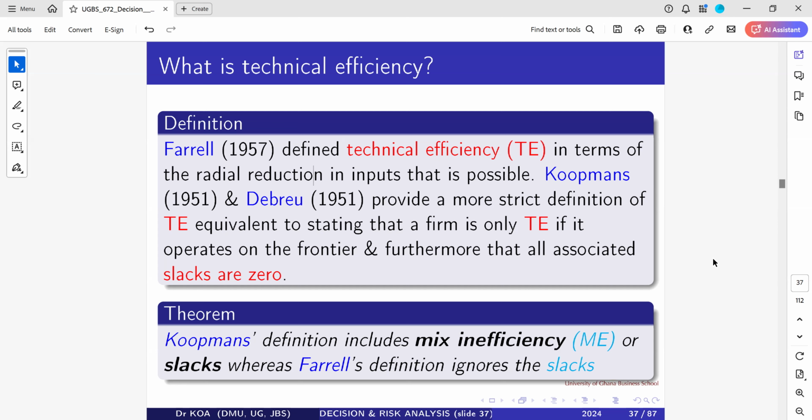Okay, so from my understanding, for technical efficiency, it's when you take the weighted sum of outputs and then divide it by the weighted sum of inputs. You think a 6-year-old child will understand this?